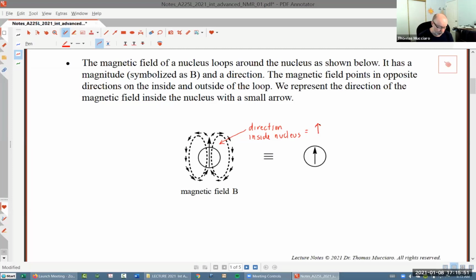And so usually what we do then is we abbreviate this. Instead of writing all these loops, we just put an arrow inside the circle of the nucleus to show that that's the direction inside the nucleus of its magnetic field. So hopefully that makes sense. It's just a little bit of how do we use symbols to represent this stuff? Okay.